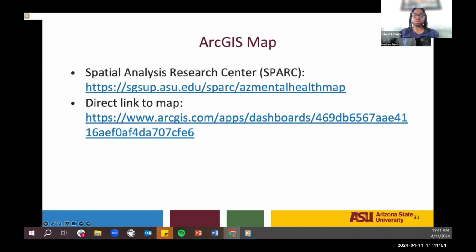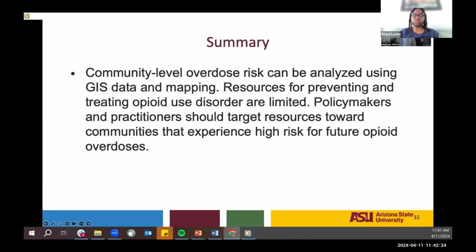I imagine that there are some parts of the map, some markers, where the data might be outdated or it might be incorrect somehow. And so we do need to go through and do more data validation. But looking at the map, it makes intuitive sense. Just doing a visual analysis, you can see that a lot of the clustering is happening in the urban areas. Overall, we found that community-level overdose risk can be analyzed using GIS data and mapping.